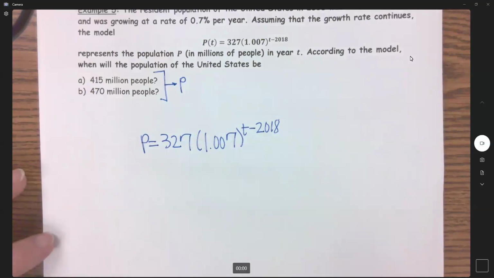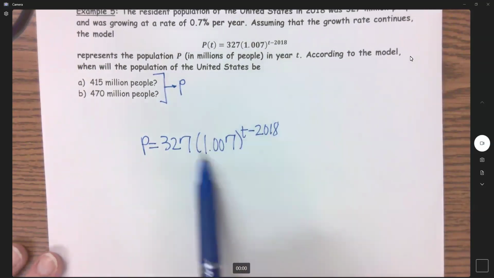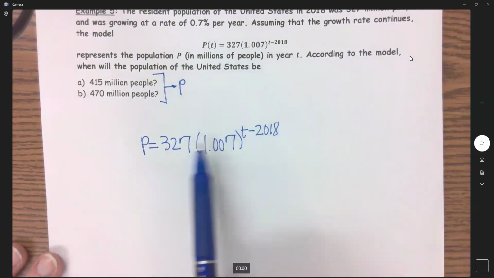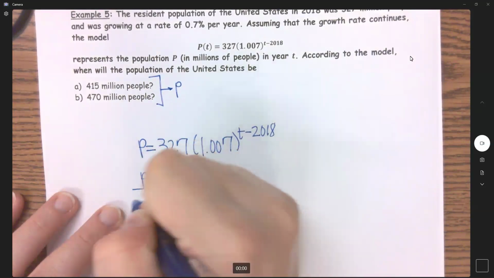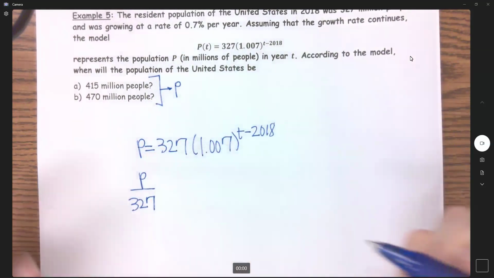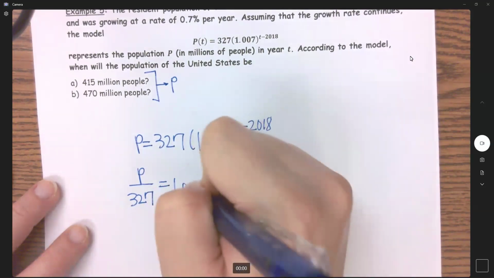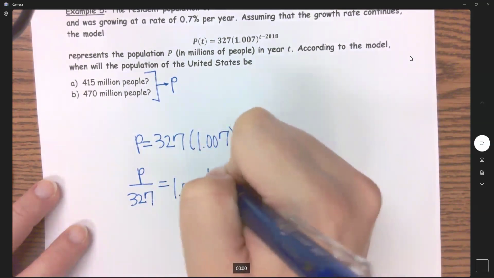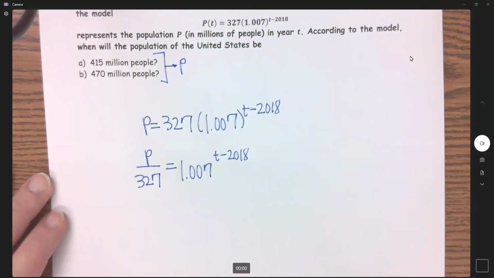So step 1 is to isolate the exponential. This is my exponential. So this is 327 times my exponential. We're going to divide that over. So P over 327 equals 1.007 to the T minus 2018.